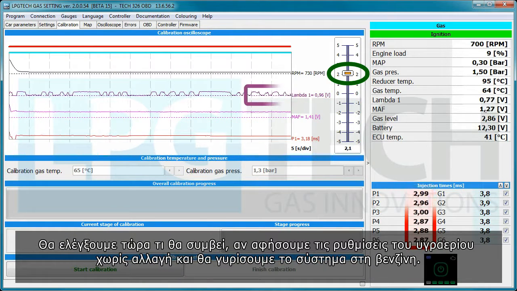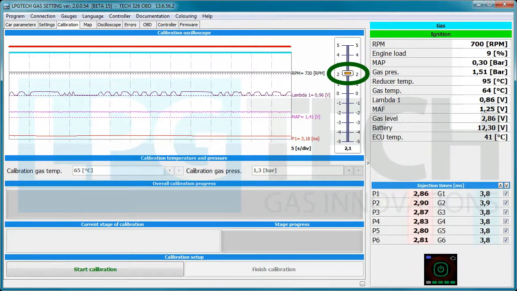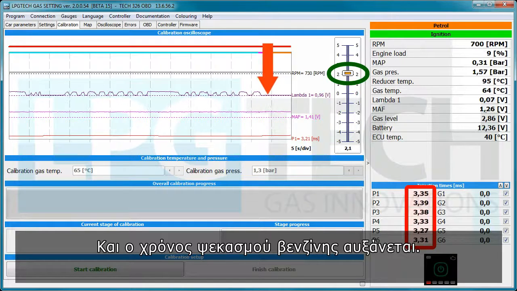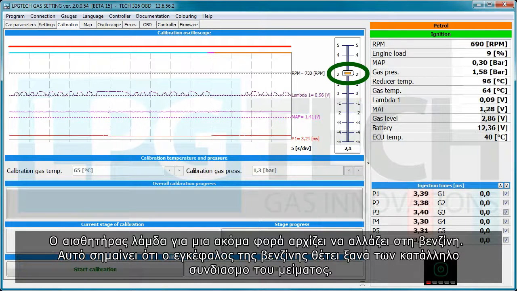We will check now what will happen if we leave gas settings unchanged and switch the system to petrol. As we see, the oxygen sensor shows for a long time a lean mixture, and times of petrol injection are increasing. Such information means that calibration of the gas controller is not correct because during the process of switching over fuels, the principle of wave fluctuation of the oxygen sensor was not met. The oxygen sensor once again begins to wave on petrol. It means that the petrol controller again set the proper composition of mixture.